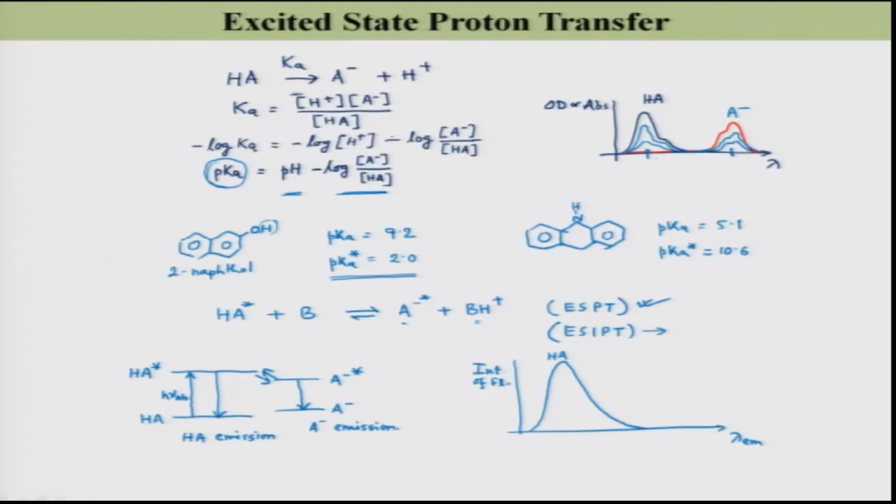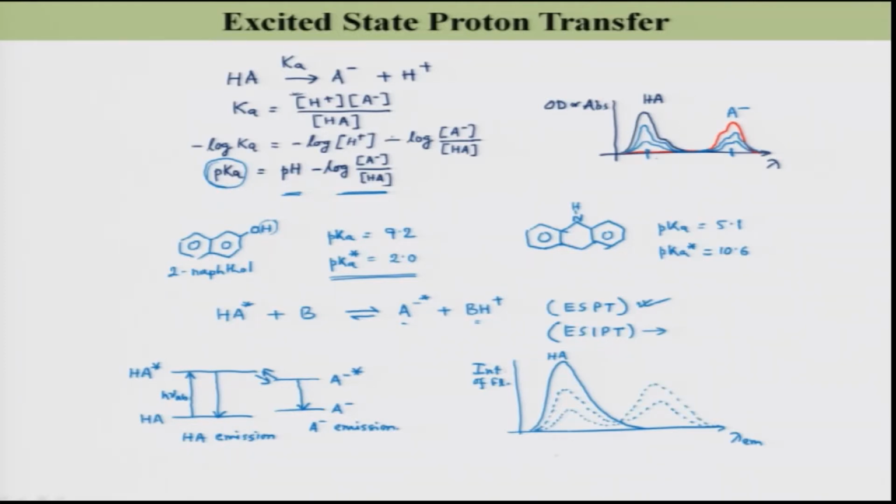But if somebody is there, then this fluorescence intensity will decrease and another band will come, which is by the A minus star, right. So, this will decrease and another band will come because of A minus. Right. If you have more acceptor present for this proton, then obviously this band will increase and that one will decrease.